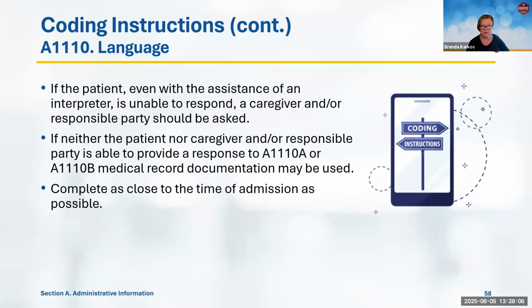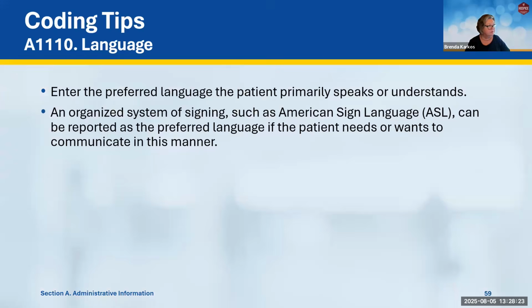Now, if the patient, even with the assistance of an interpreter, is unable to respond, a caregiver or responsible party should be asked. If neither is able to provide a response, then the medical record documentation can be used. This item should be completed as close to the time of admission as possible.